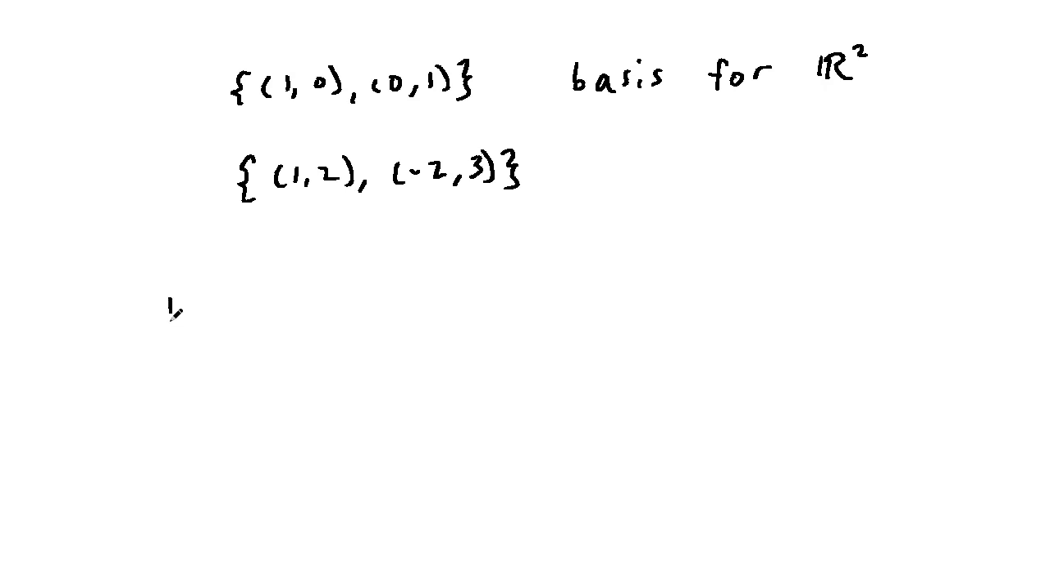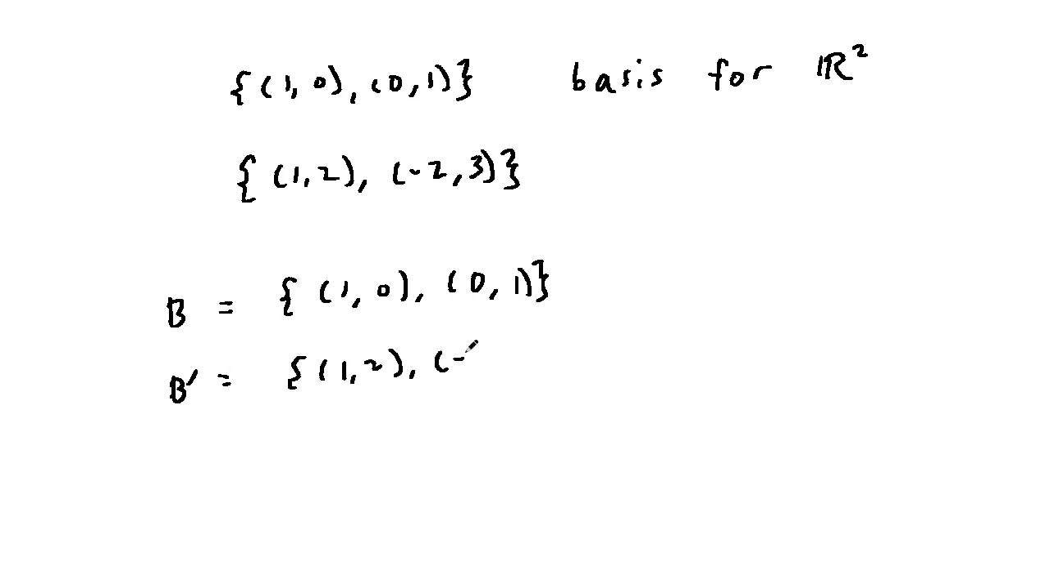Let B be the standard basis, and let B prime be the non-standard basis. We want to be able to represent a vector in R2 given in terms of B as a vector in terms of B prime, and vice versa. In other words, we want to be able to change the basis.